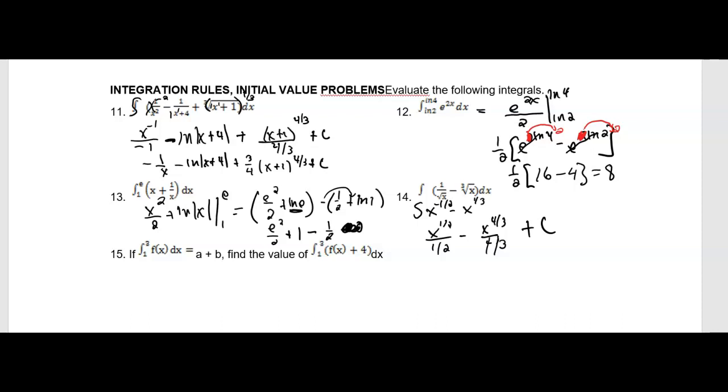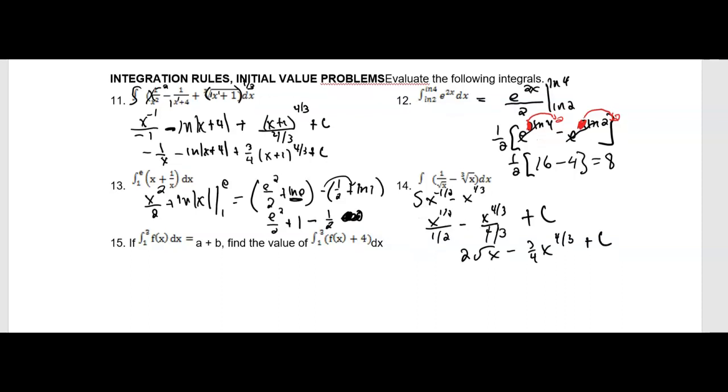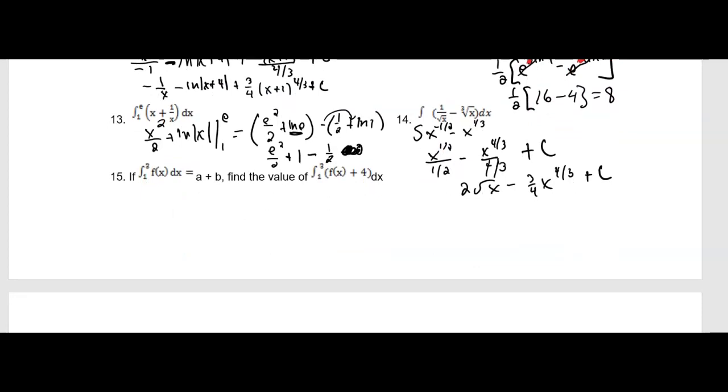So this one we would get 2 root x minus 3/4 x to the 4/3 plus your constant. 15, very much AP style of a question. So something that you would definitely want to make sure we're squared away on.